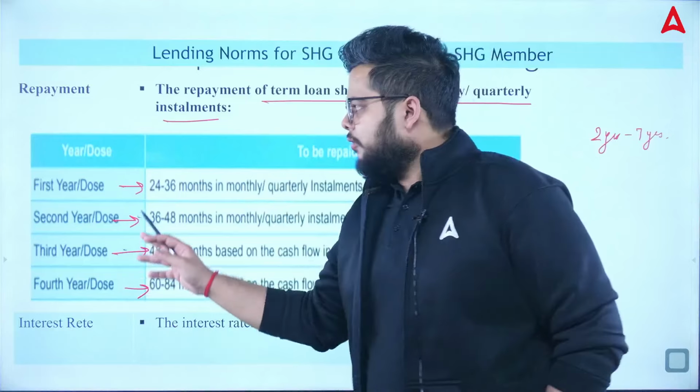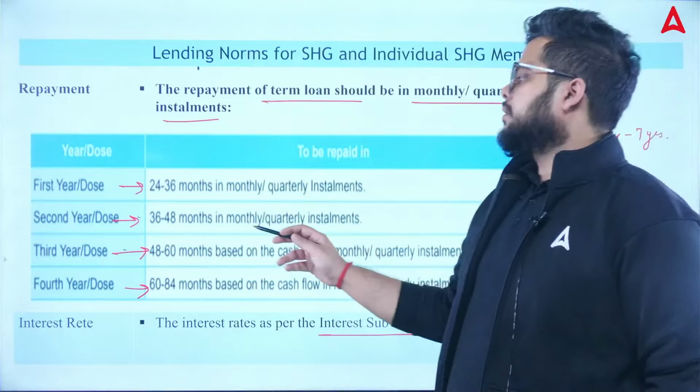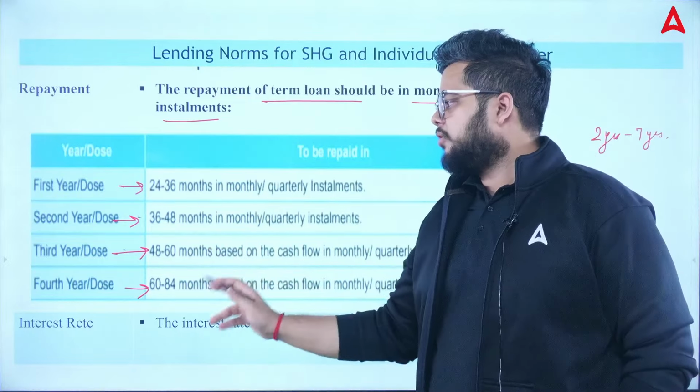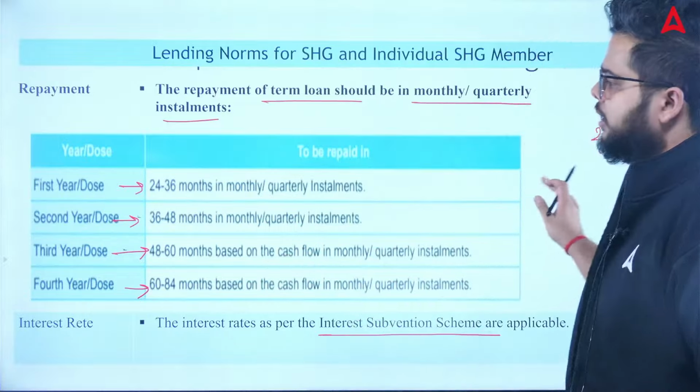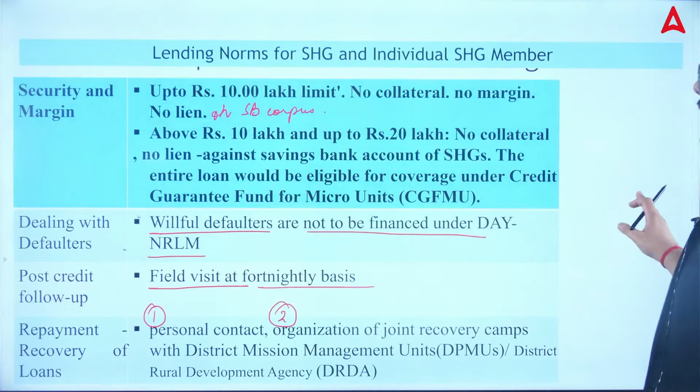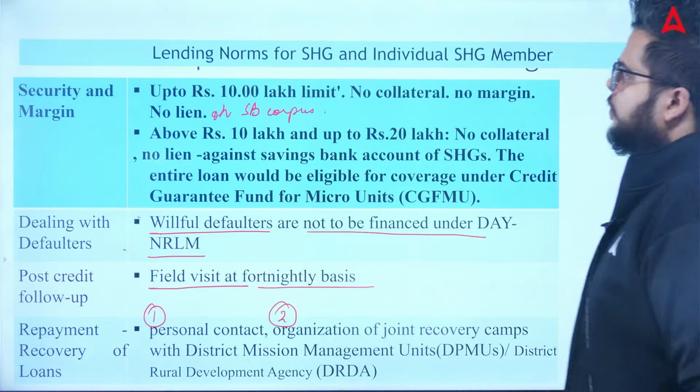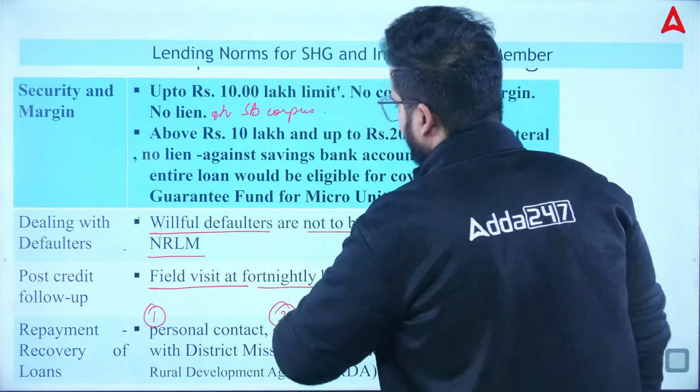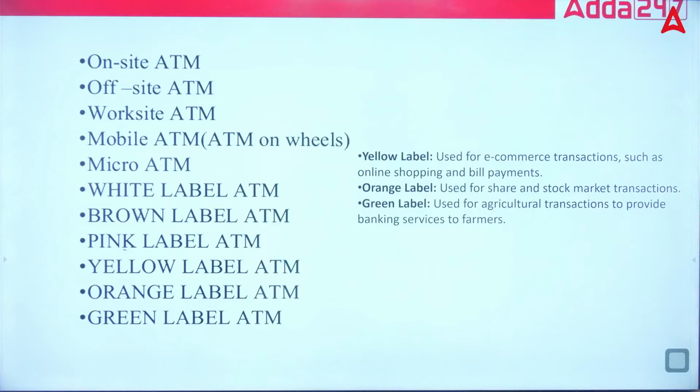The repayment for the first one is 24 to 36 months, 36 to 48 for second, 48 to 60 for third, 60 to 84 for the fourth dose. Then we have the post credit follow up. One question was asked, so field visit on a fortnightly basis must be done.